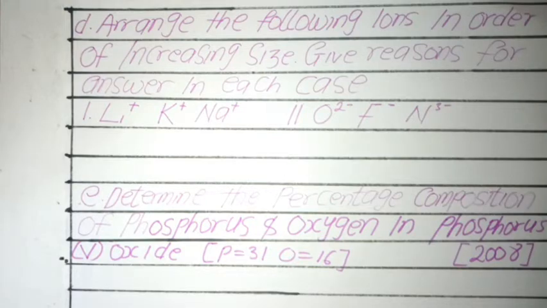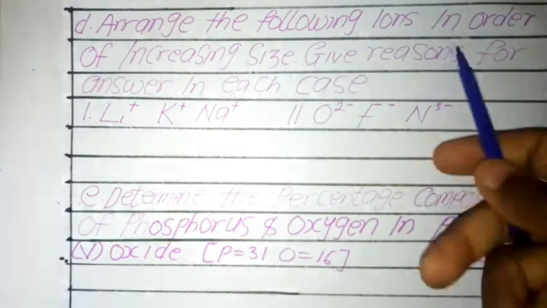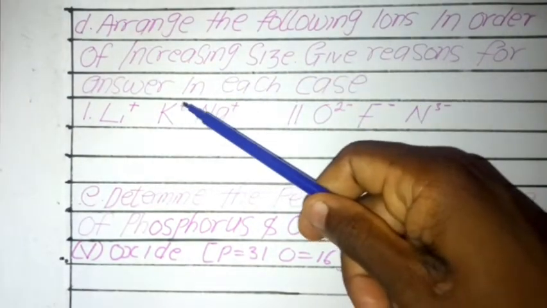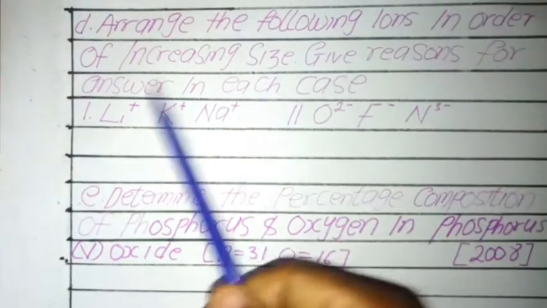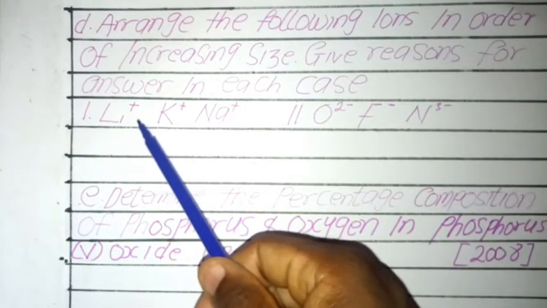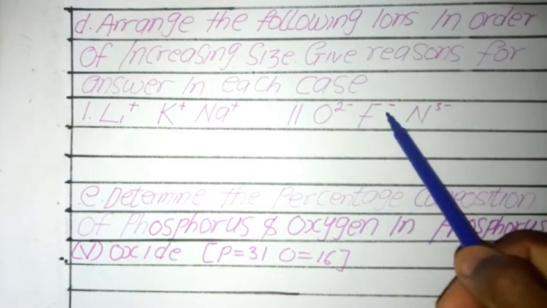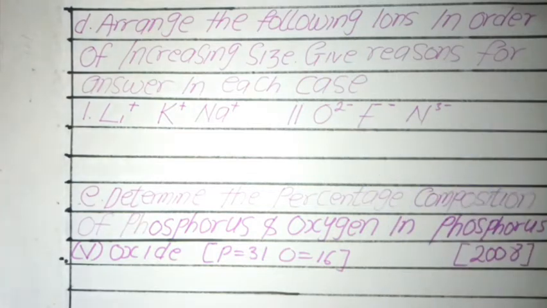Let's look at this one. Arrange the following ions in order of increasing size. Give reasons for answers in each case. We have Li+, that is lithium ion, potassium ion, sodium ion, then oxygen, fluorine, nitrogen.